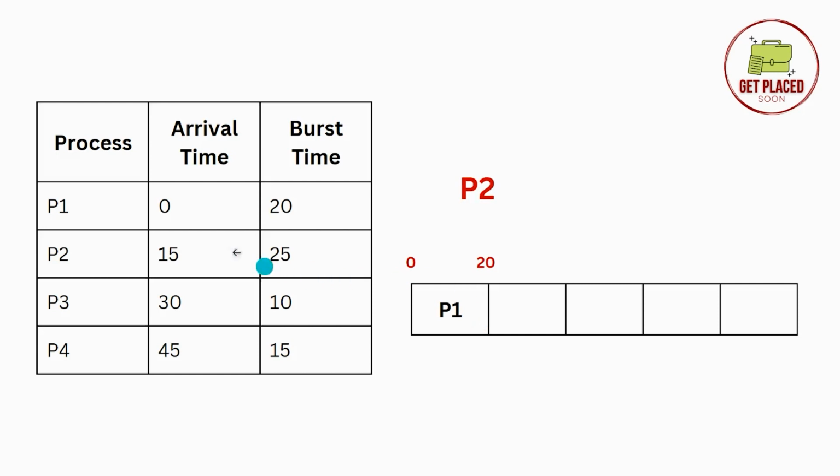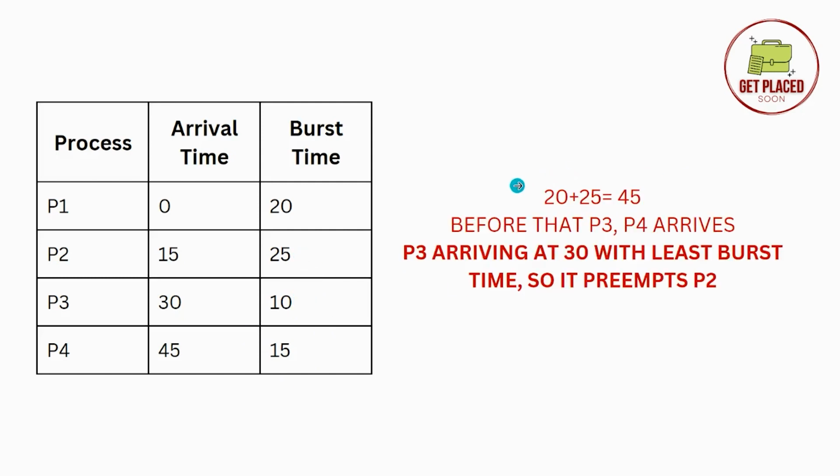Moving ahead, now in the ready queue we have P2. P2 arrived at 15 and its burst time is 25. We could start executing P2 because P3 and P4 have not arrived yet. But if we start executing P2, then 20 plus 25 burst time is equal to 45. Before 45, P3 and P4 will come, and the burst time for P3 is 10 and P4 is 15, both less than 25. Therefore, P2 will execute until P3 arrives, because P3 has less burst time.